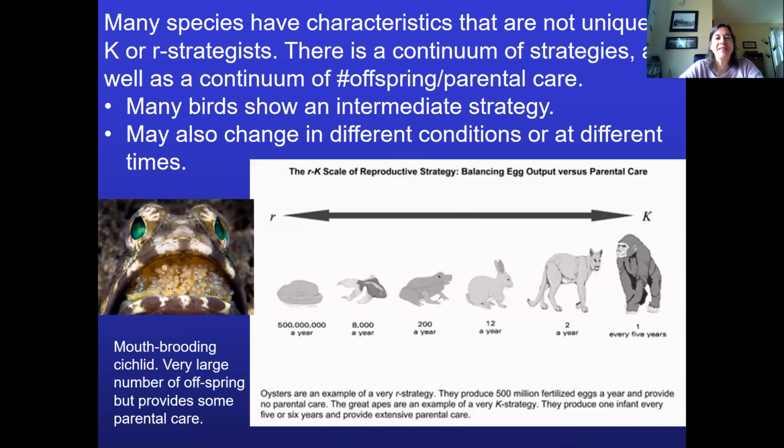All right, so realize that these are not either or. There's a continuum of species. Scientists love to classify things, but nature is rarely able to be that easily pigeonholed. Okay, so there is going to be a range of differences, a continuum of strategies. So many birds kind of fall in between the two. And then things might also change in different conditions or at different times. So this one, the mouth brooding cichlid, very large number of offspring, but provides some parental care. That's an edition I know nothing about, the cichlid, but it's kind of funky looking.